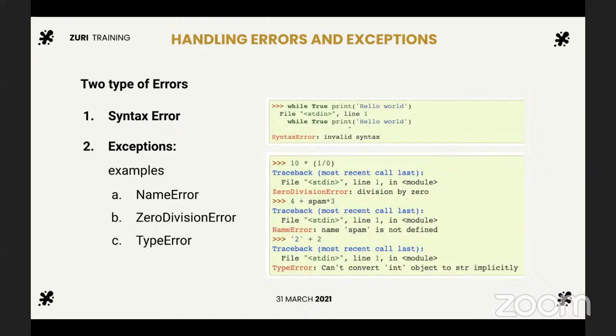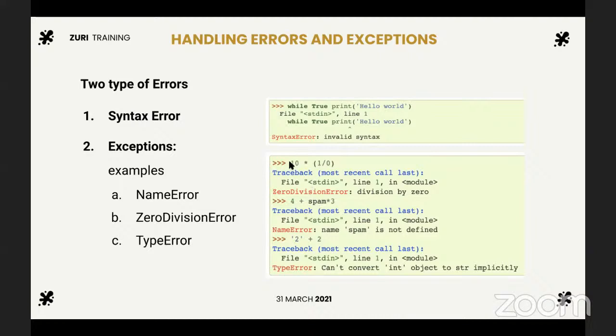This is something related to maybe how you specify your variables, which is a name error, where you're trying to access a variable that you have not defined, or you try to divide by zero, which is a zero division error, or a type error. You try to work with a string format with an integer operator, and that is going to give you a type error. So it's very important to know all these types of error.